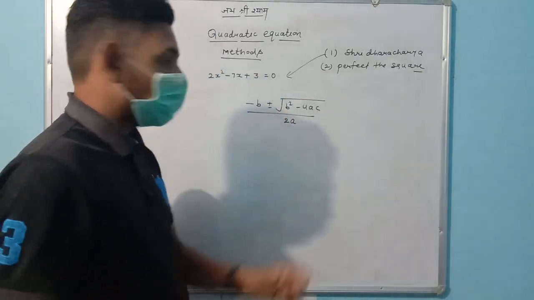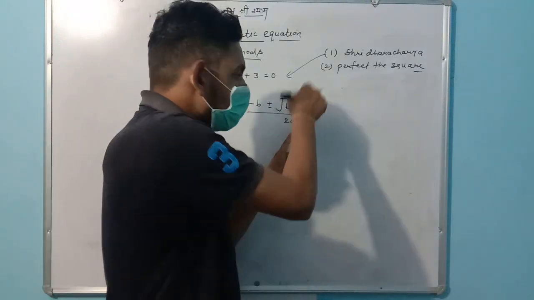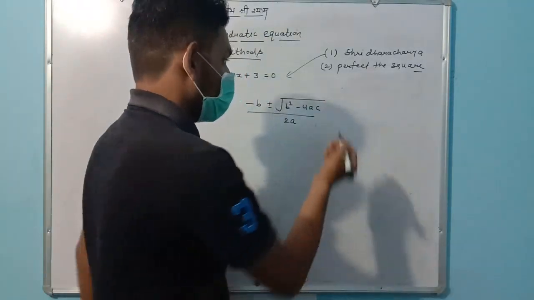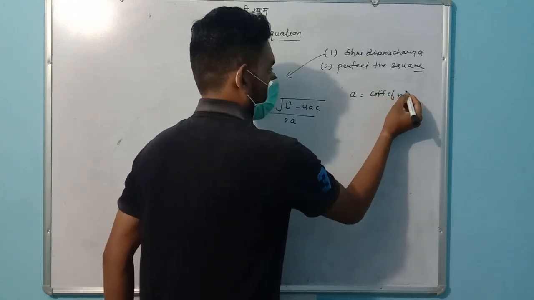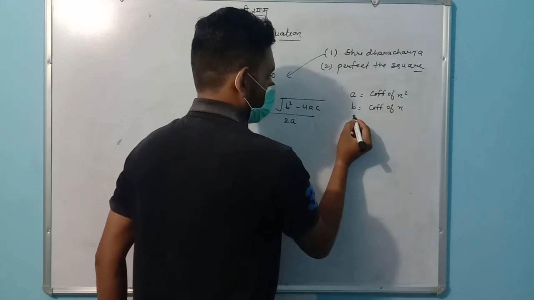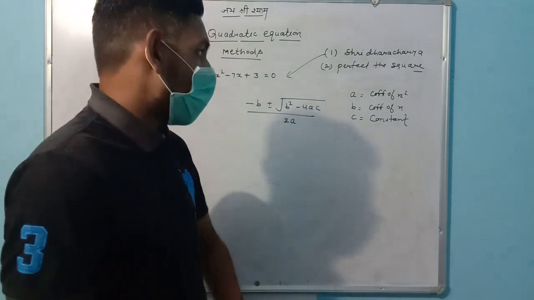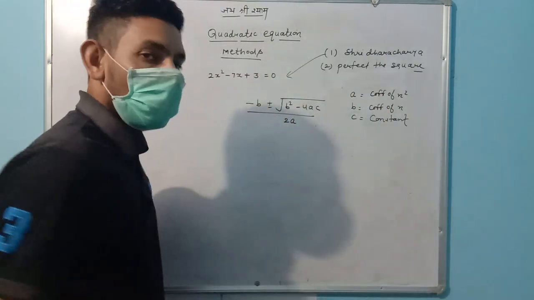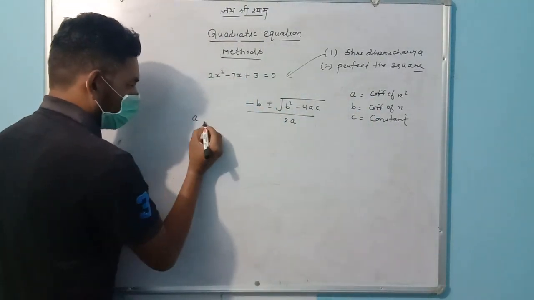Okay students, this is the formula of the Sridharacharya method. In this formula we will require a, b and c. What is a, what is b and what is c? A is the coefficient of x square, b is the coefficient of x, and c is the constant. All are available in this equation, no problem. You select them from here and put them in the formula.